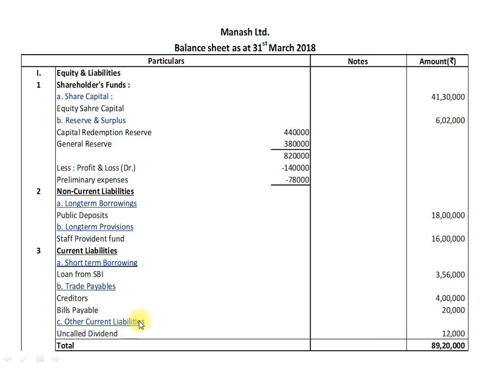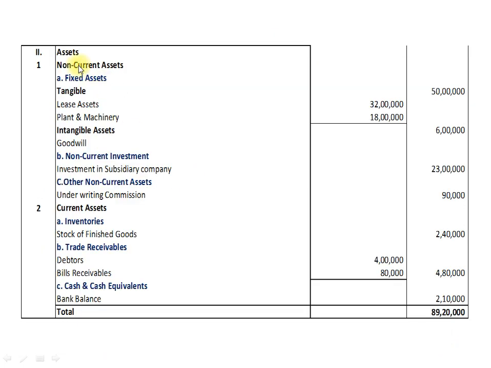Under this subhead, we have uncalled dividend of rupees 12,000. And finally, our equity and liabilities total amount to rupees 89,20,000. Now, the second part of the vertical balance sheet is assets, in which first is non-current assets.